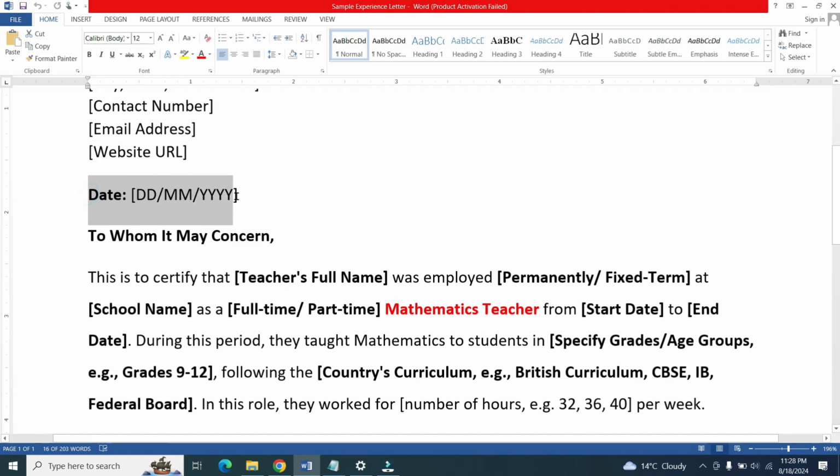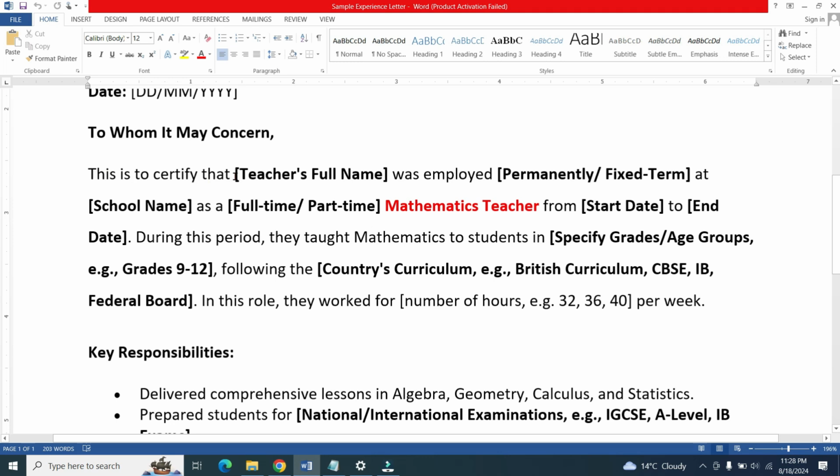The next thing is it should mention the date when it was issued, and then "To whom it may concern. This is to certify that" your full teacher name should be there, "was employed permanently or fixed term." Now, fixed term is also known as temporary teacher. For example, if your school or college told you that they want your services for 6 months, for 9 months, for 1 year, then this is called a temporary or fixed term job. If your job is permanent, which means it is not specified that you will teach for 6 months, 1 year, or 2 years, then this is called a permanently employed job.